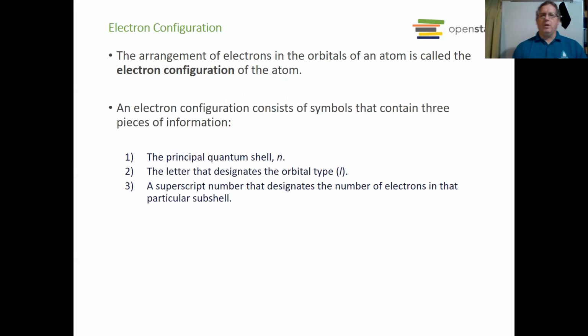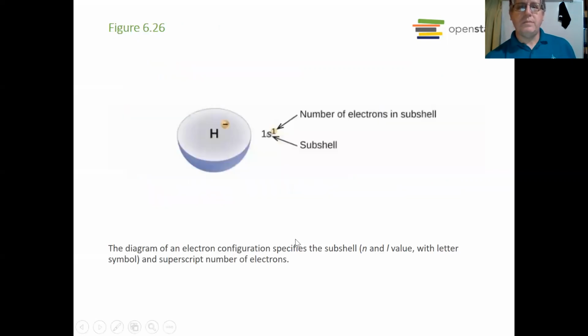So we need to introduce something called the electron configuration. The electron configuration consists of symbols that have three pieces of information. There's going to be an integer, which is the principal quantum number, then a letter that designates the orbital type, such as s, p, d, or f, and a superscript that designates the number of electrons in that particular subshell. Now, if it's in the p orbital, I have 3 degenerate orbitals. I can have up to 6 in there. Now, there's not 6 electrons in the same orbital, but there can be up to 6 electrons in the p subshell. Okay. Now, we're going to go ahead and take a look at what this means.